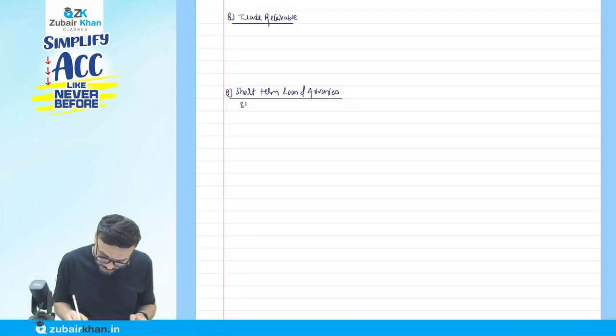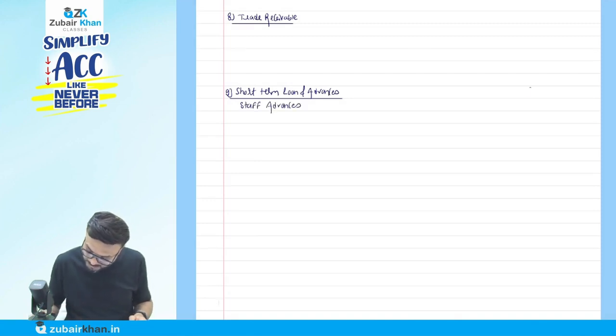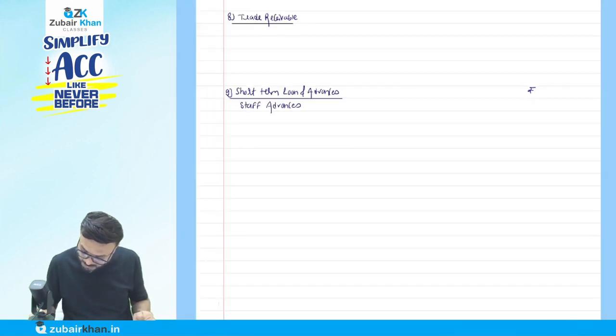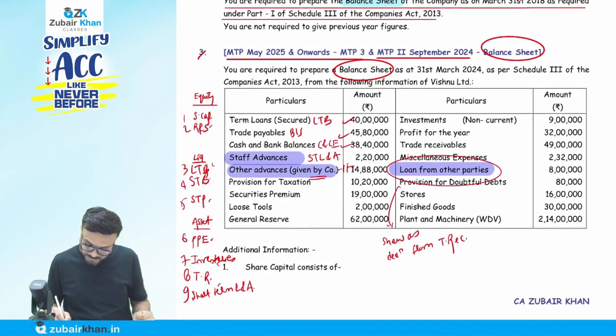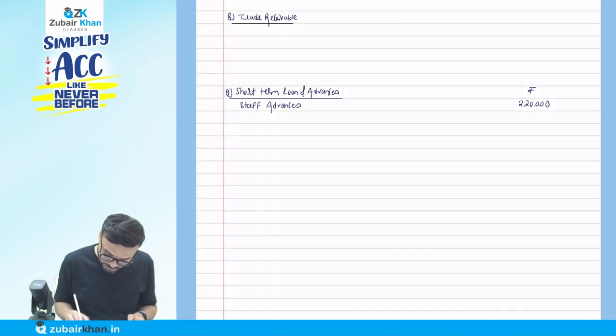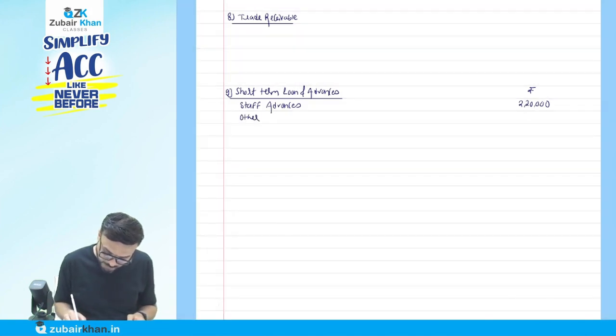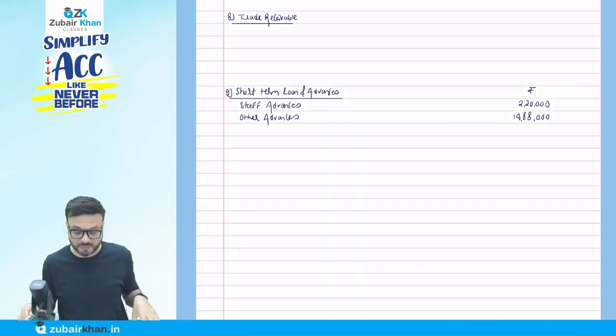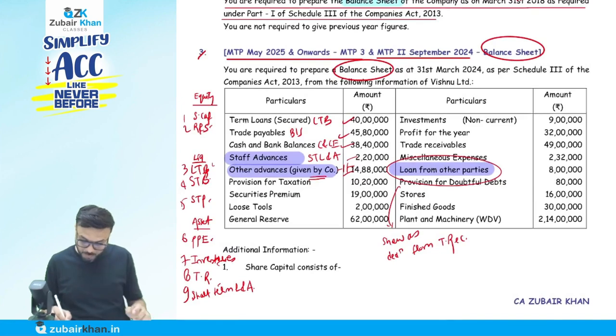So write down there staff advances, that is 2,20,000. Then we have the other advances, 14,88,000.